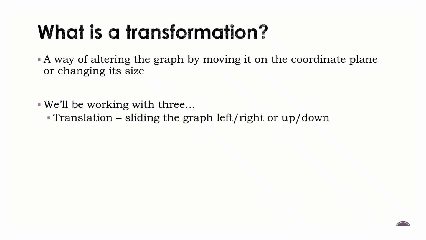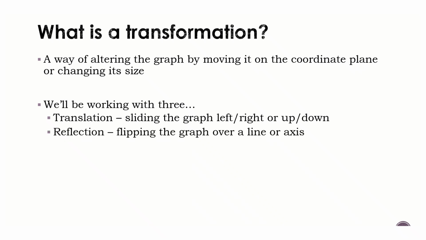We're going to be working with a translation. Translation is the math word for sliding. So we can slide the graph left and right or up and down. And if you combine them, it amounts to sliding it diagonally. We're going to look at reflections, flipping the graph over a line or axis.